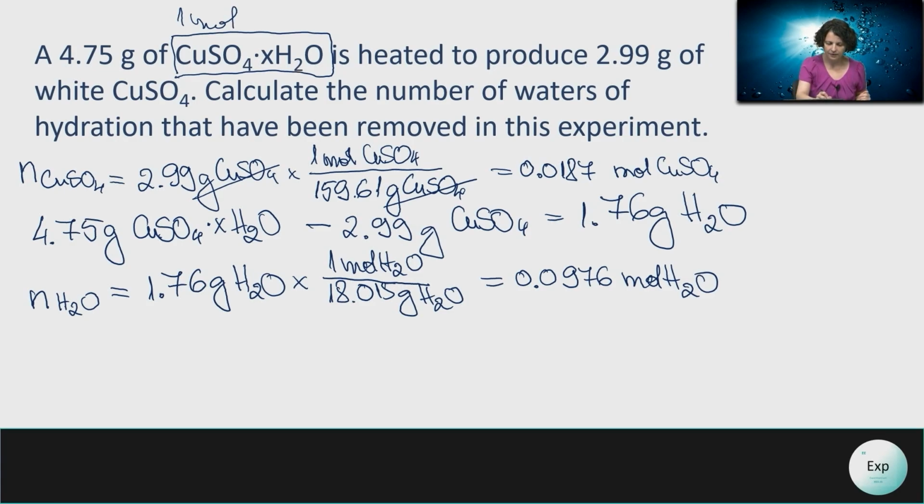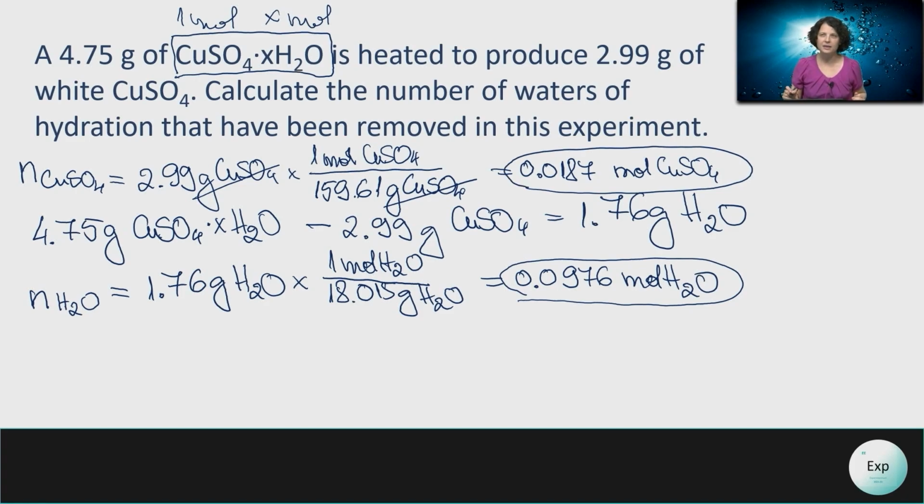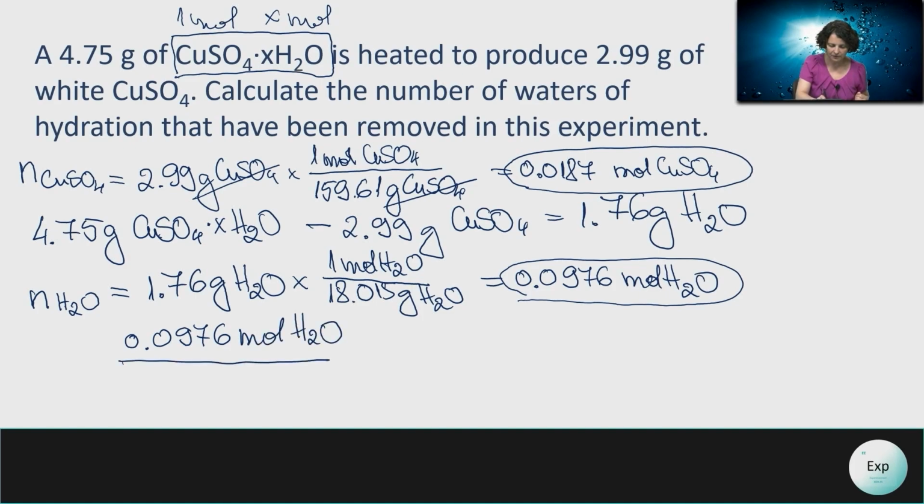When we look at the original formula of our hydrate, we see that we have 1 mole of copper(II) sulfate and X moles of water. That means if we take X and divide it by 1, we're going to have the value of X. Or if we take the number of moles of water and divide it by the number of moles of the copper(II) sulfate, we will be able to determine the value of X. So let's try. We have 0.0976 moles of water, and we divide this by 0.0187 moles of copper(II) sulfate. This will be the value of X. If we do our calculation correctly, the value will be very close to 5.